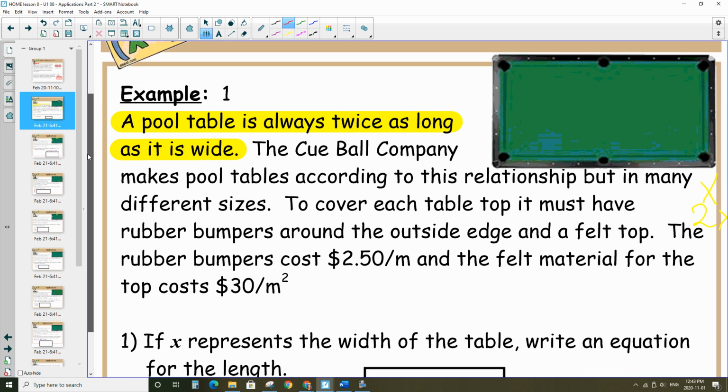So we've got a pool table here. I love to play pool. It's one of my favorite games.